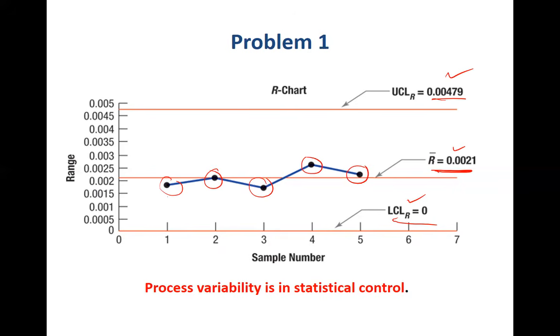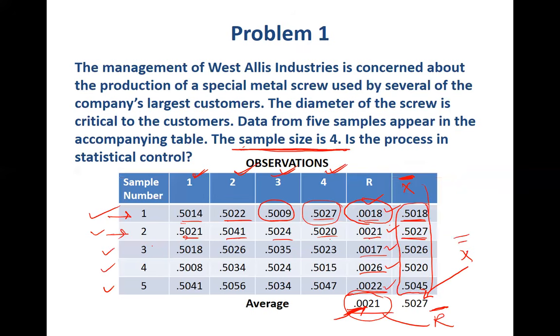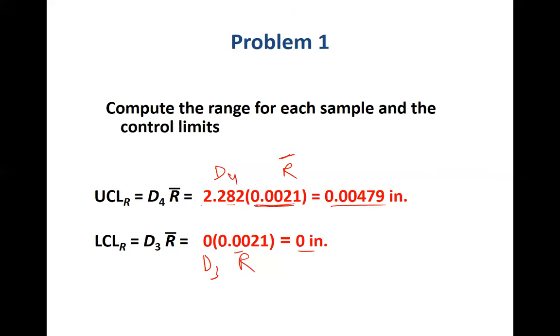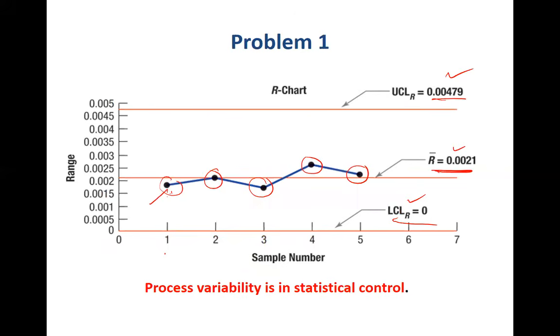For example, for the first sample, I go back to the table that we had. The first value for our sample was 0.0018. The second was 0.0021. So let's go back here to the figure. This is actually your first value, 0.0018, and that's what you see here. This is 0.0021, and so on and so forth. All these numbers correspond to the R values for each of the different samples that you've collected.